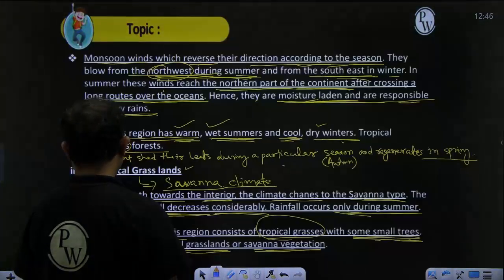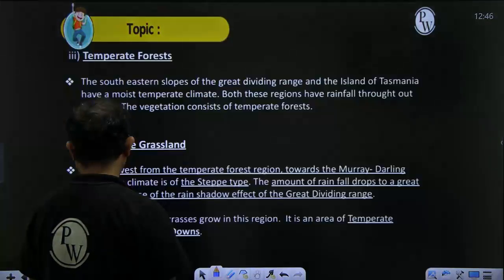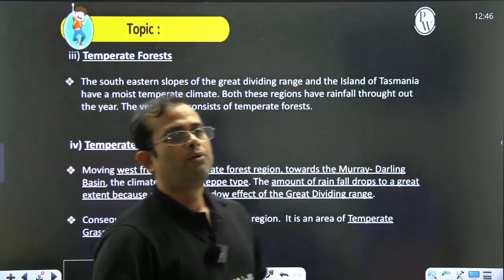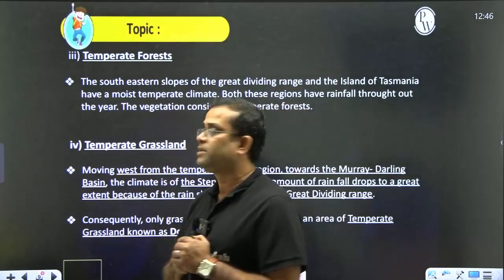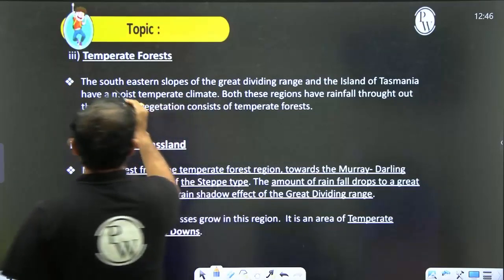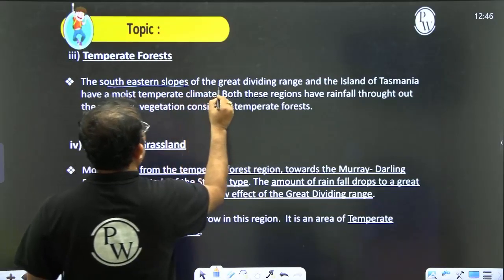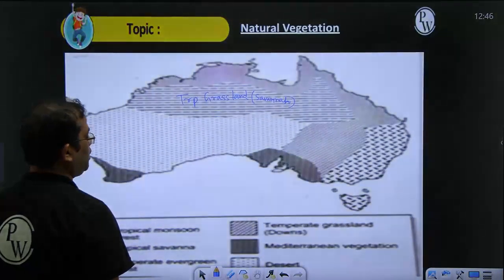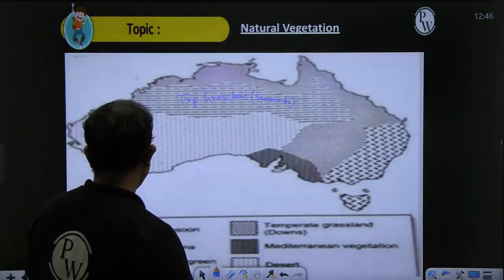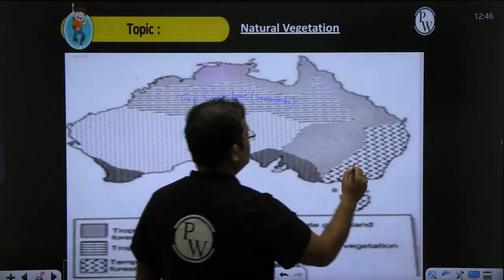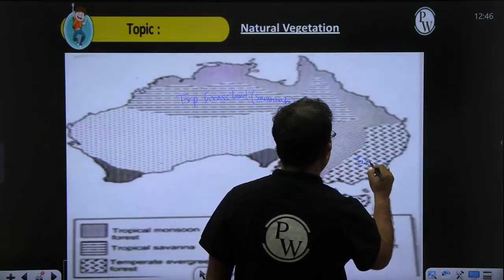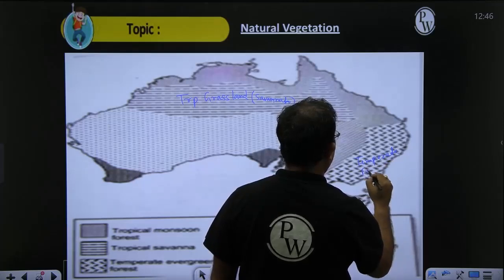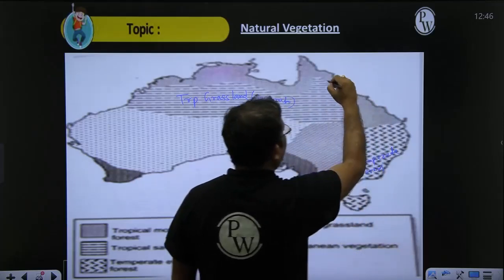Next, we'll go for temperate forest. What is temperate forest? The southeastern slopes of the Great Dividing Range particularly. This is the temperate region, and temperate forest you will find here. And this is your Great Dividing Range here.